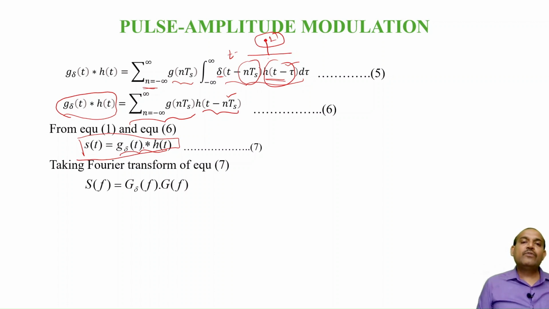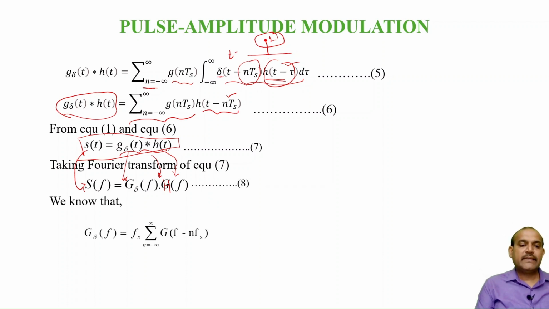If I want to represent it in the frequency domain, what I do is take the Fourier transform. So s of t becomes s of f, g delta of t becomes g delta of f. Convolution in the time domain becomes multiplication, and h of t becomes h of f. This is your h of f, not g of f. Let us rewrite that expression.